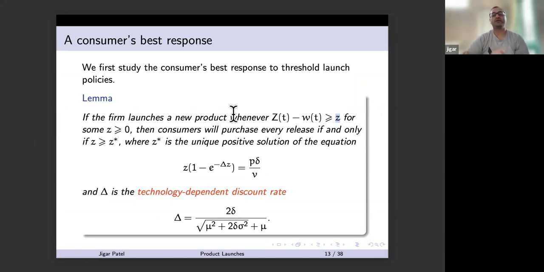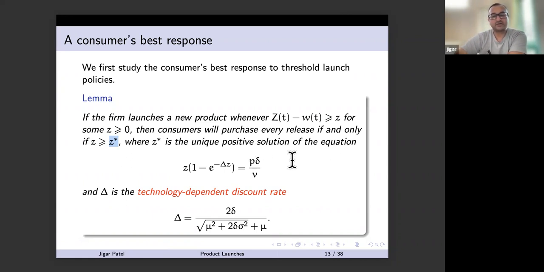Let's say I have more than 5 units of R&D accumulated since the last launch, then let's say they launch a product. If that's the firm's policy, if that's the way the firm is launching the product, then consumers will purchase every release if and only if this incremental accumulation or incremental innovation is greater than or equal to some threshold, right? So basically, me as a customer will buy a product only if it has more than Z star amount of innovation in the product.